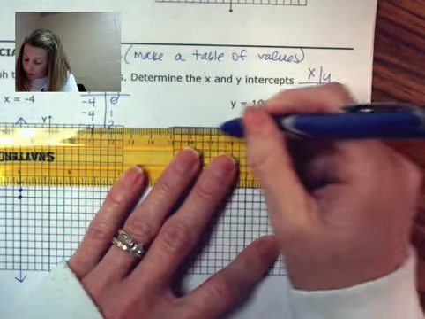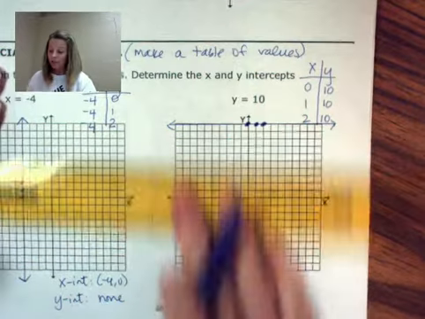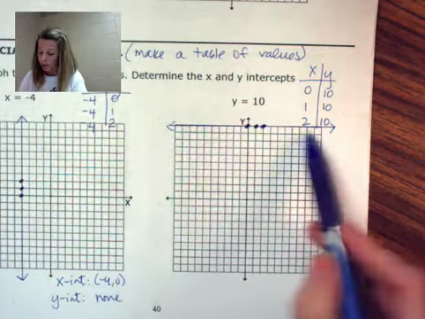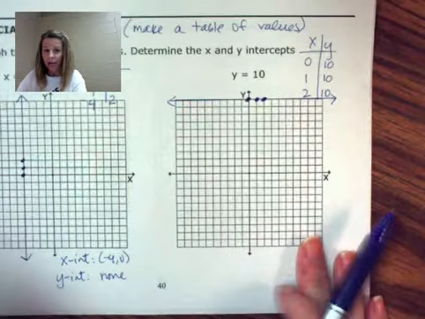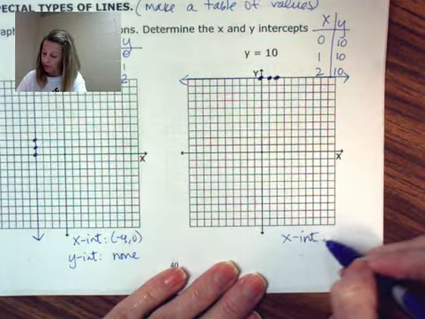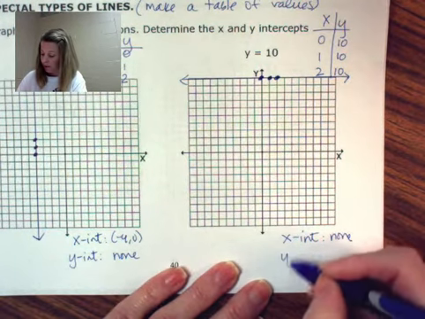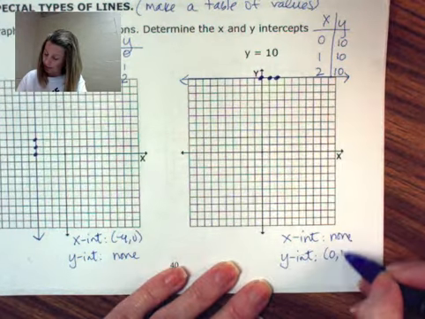Once you get the hang of these lines, you could start to memorize exactly where it will be. So y equals any number will be horizontal through that number. X equals a number will be vertical. But for now, go ahead and make your table. So our x-intercept here is none. It is not going to touch the x-axis. Our y-intercept is right there at 10, so it's going to be 0, 10.